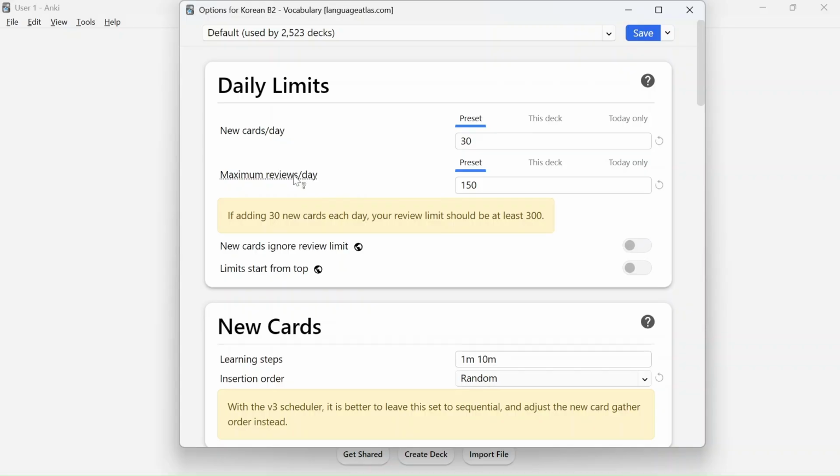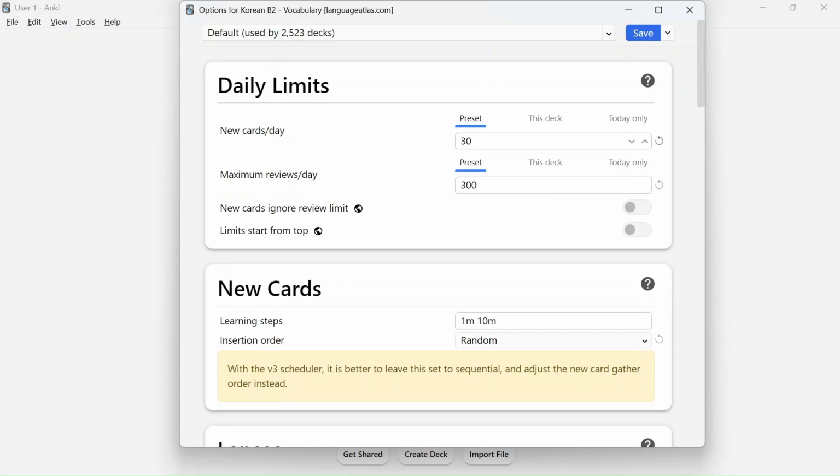And a review is simply a card that you've already done before. And please don't think that it's 150 every day. It's simply the maximum amount of reviews that you do every day. So it can be 20 or 30. And of course, if I want to change this, I can do so as well. So I change it to 30 and 300.